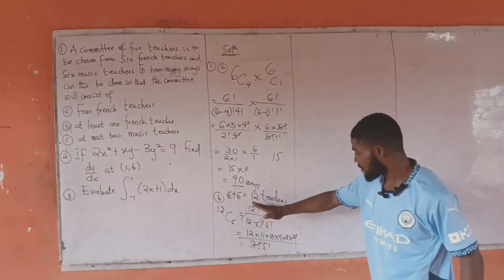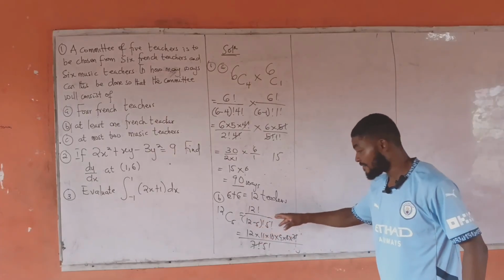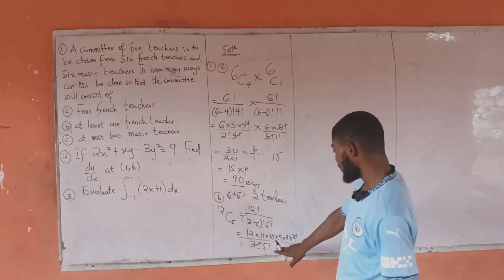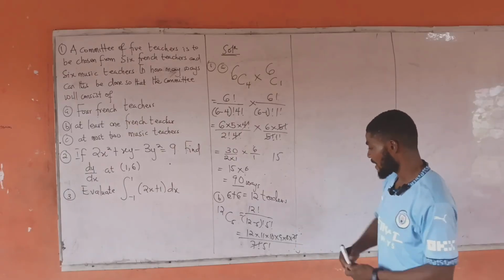so we had 12 factorial over 12 minus 5 all factorial, 5 factorial. Now 12 times this times this. I will not worry myself to multiply.